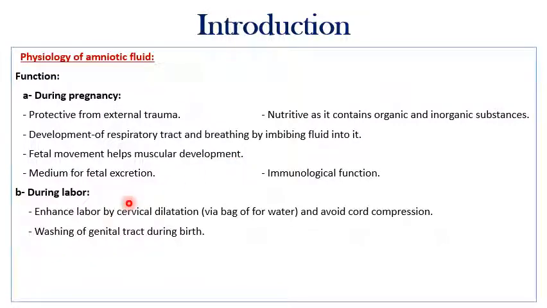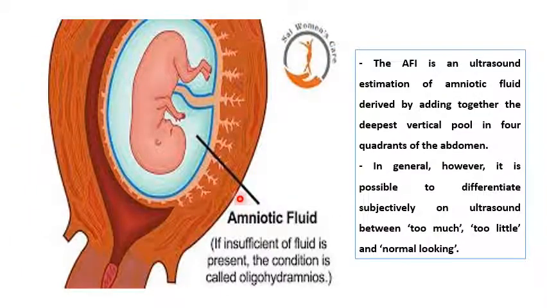During labor, the cervix is dilated first by the bag of water, so it helps for cervical dilatation and also avoids cord compression against the presenting part. When the membrane ruptures, this fluid is sterile and it has a washing effect on the genital tract during birth. This is the fetus inside. The blue area is the representative for amniotic fluid. Okay?